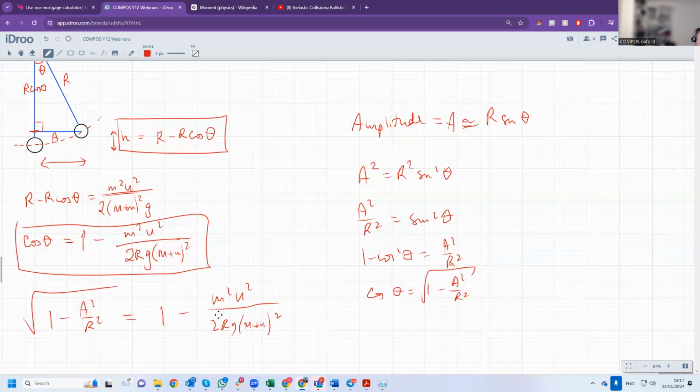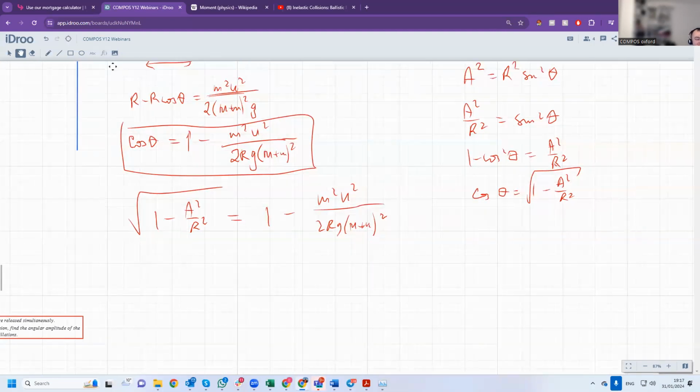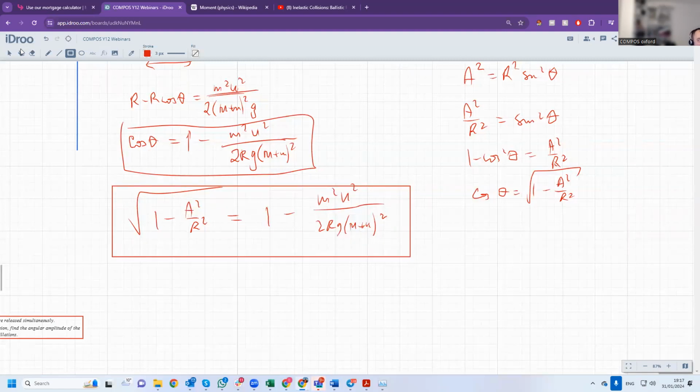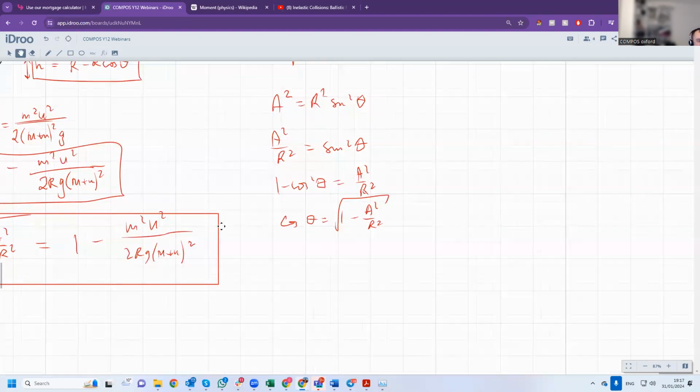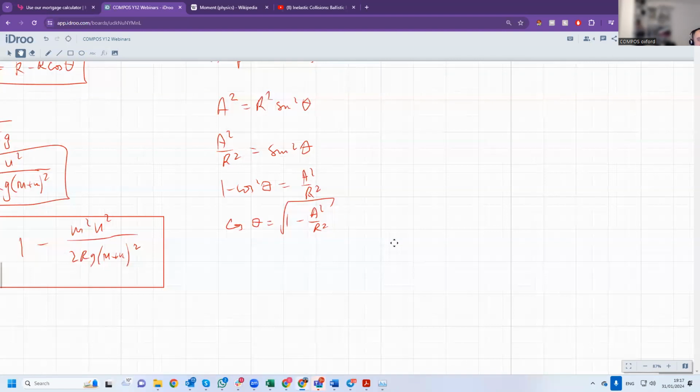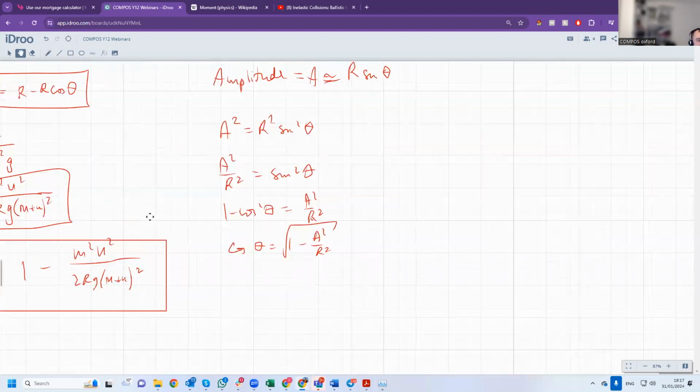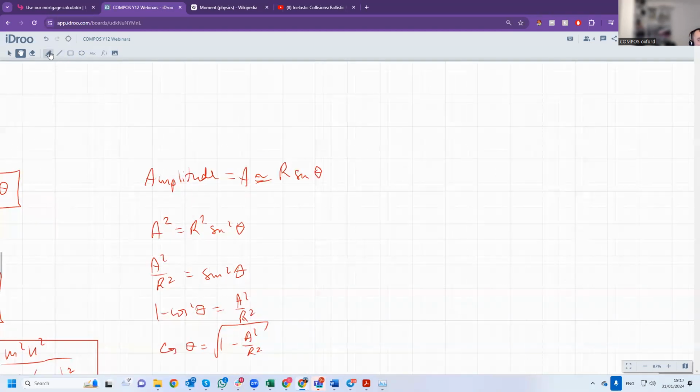And of course you can work out u from here. I don't want to do the whole equation. I would work it out in steps. So I start with the angle. I start with sine theta.